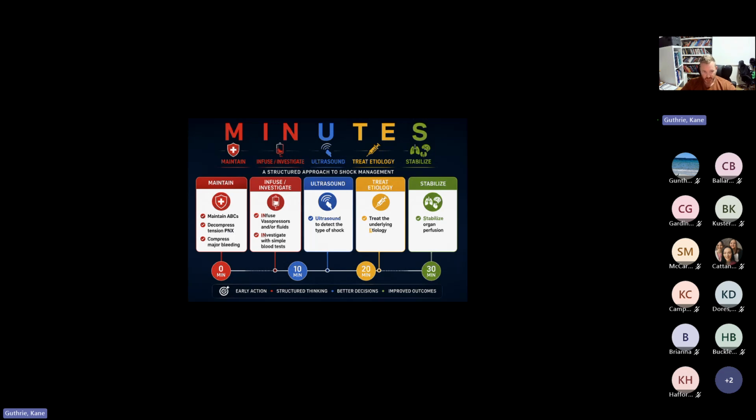We can do something quickly, because you're not going to be able to resuscitate these patients unless you reverse that obstruction. If they're bleeding from somewhere, you want to compress it. It can be tourniquets, it can be pressure, it can be starting blood resuscitation. Then we want to start our infusions and investigate further. This is where we might go for early fluid resuscitation, early blood resuscitation, early vasopressors or inotropes, or all three at the same time, depending on what type of shock you're dealing with.